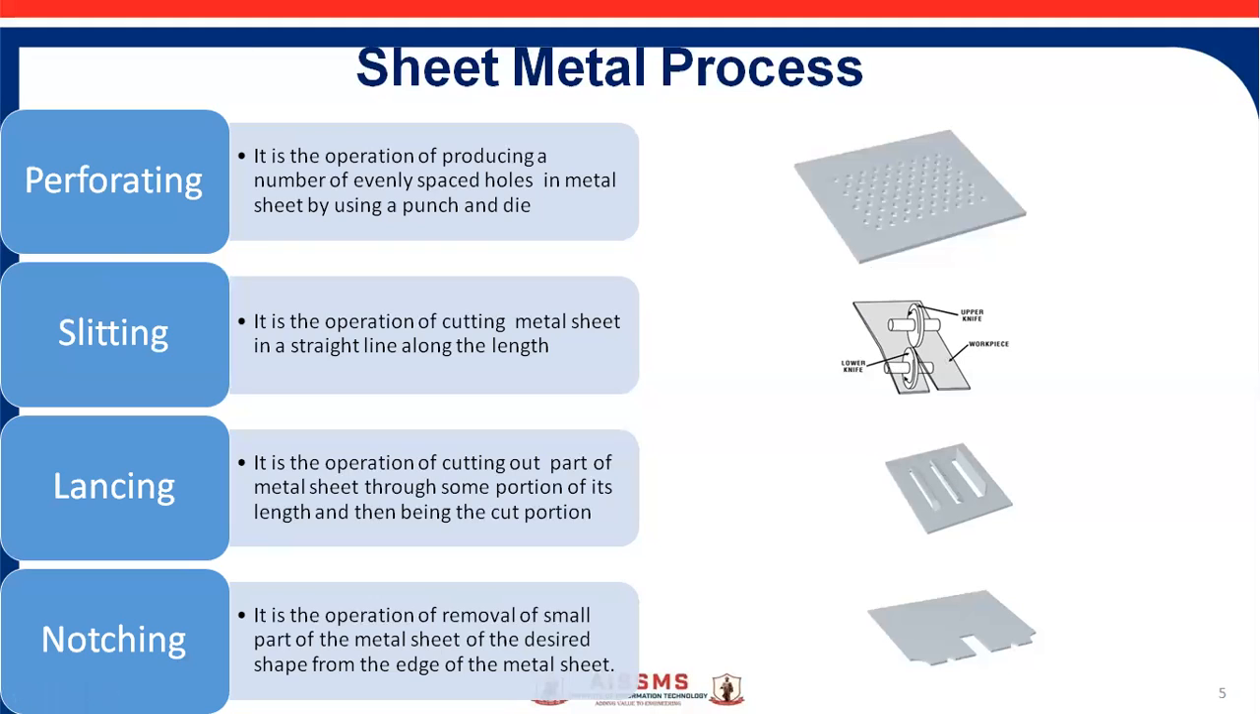And then notching. Notching is the operation of removing a small part from the end side, and these edges of the metal sheet can have different shapes: rectangular, triangular, or semicircular. This type of shape can be manufactured by using notching. Everybody knows an application of notching in computer tables, where different types of notches are required.